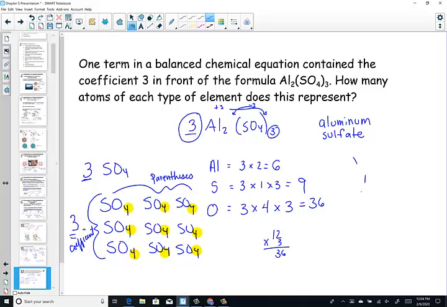We have to be able to distribute the coefficient, knowing that the parenthesis says taken 3 times, meaning that you're writing out sulfate 3 times for each aluminum sulfate. And then 3 of those multiplies it again by 3. This is very challenging, so it requires practice. Keep practicing counting atoms.